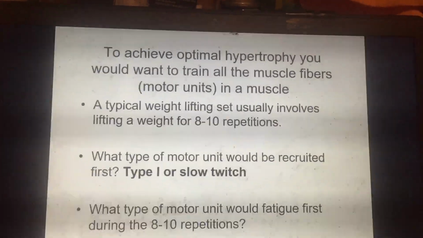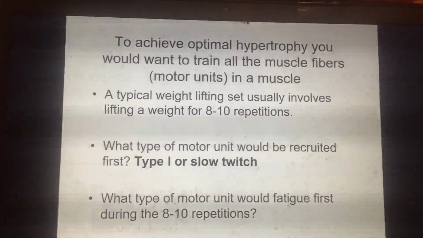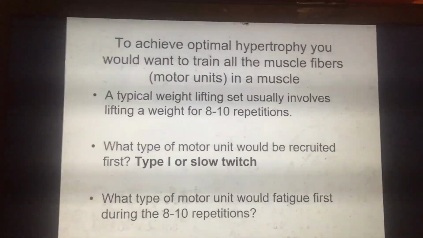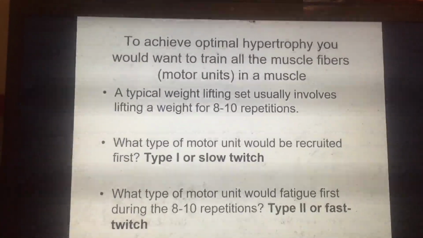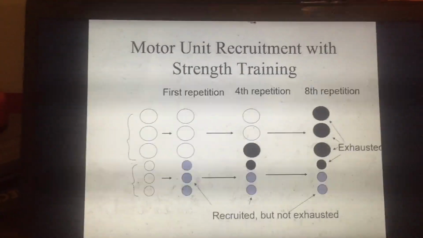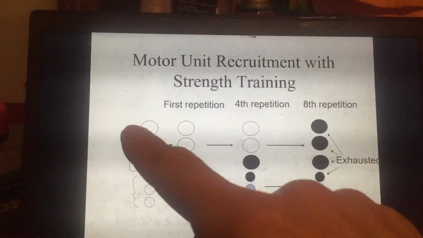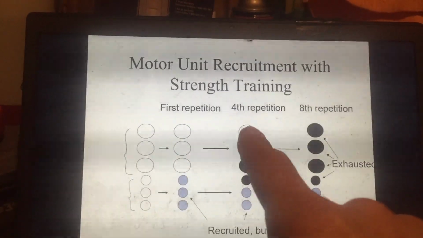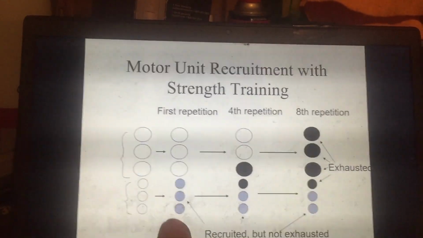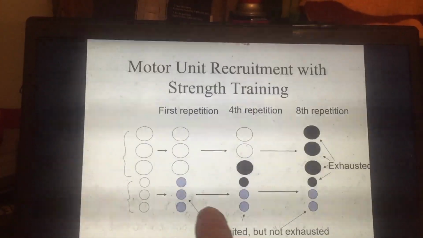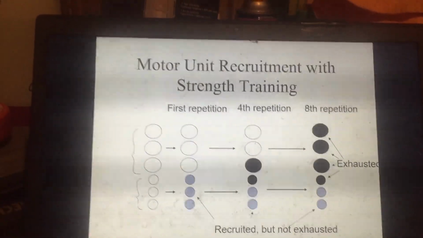So recall that those smaller motor units are recruited first during almost any type of activity. But what type of motor unit would fatigue first? The answer here is your type 2 or fast twitch motor units. They're the most fatigable. So this diagram shows you motor unit recruitment during a typical set of resistance training. And here I have the first repetition plotted, the fourth repetition, and the 8th repetition. The gray dots represent motor units that have been recruited but not exhausted, and then the black dots represent motor units that have been recruited and exhausted.